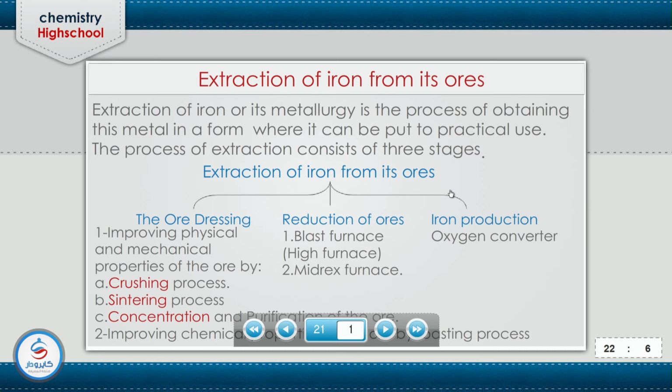The third process, after reduction of the iron from its ores, is iron production. Iron production is done in the oxygen converter.